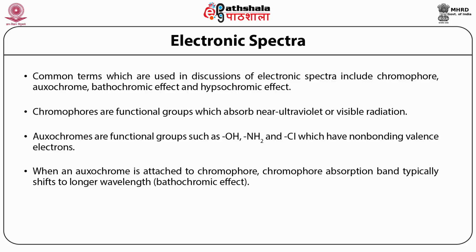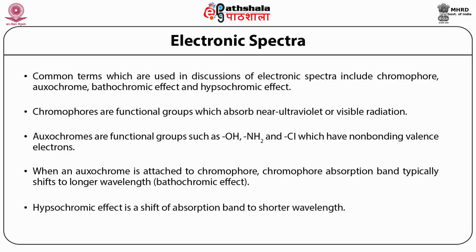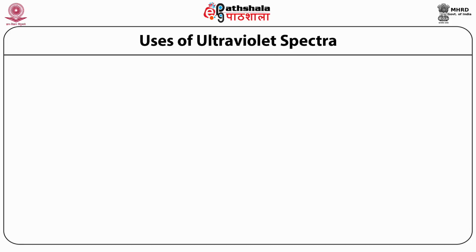When an auxochrome is attached to a chromophore, the chromophore absorption band typically shifts to longer wavelengths, and this shift is known as the bathochromic effect, and increases in intensity. That is, the molar absorptivity epsilon max at the wavelength of maximum absorption lambda max increases. The hypsochromic effect is the shift of the absorption band to shorter wavelength. This effect is often noted when positive charge is introduced into the molecule and when changing from nonpolar to polar solvents.